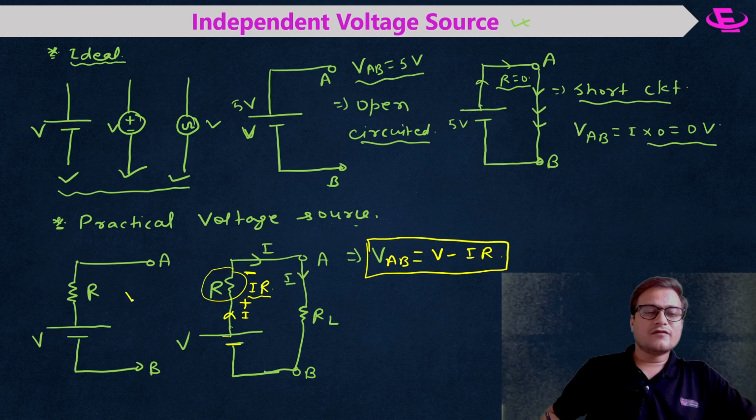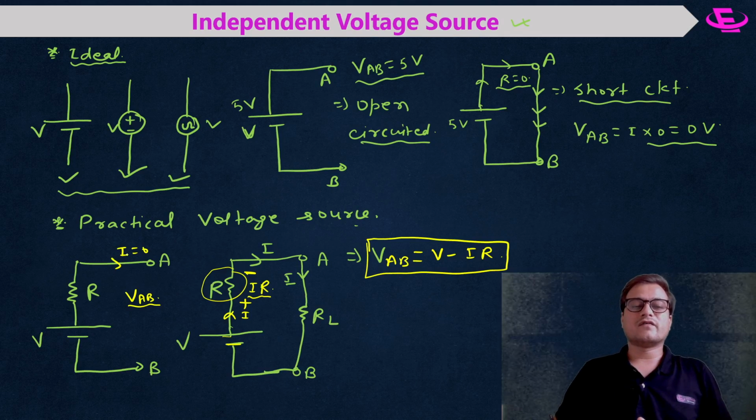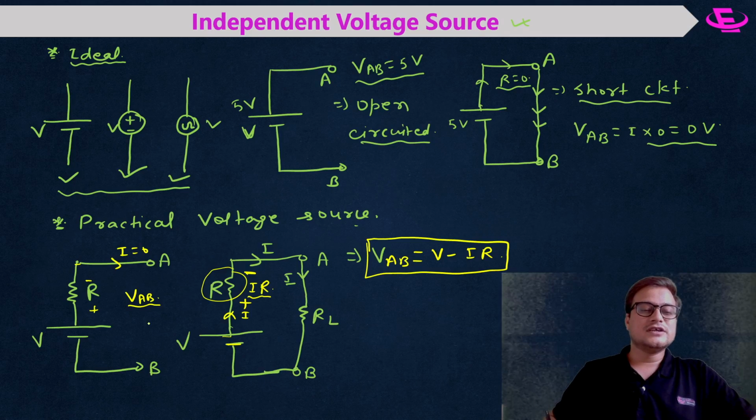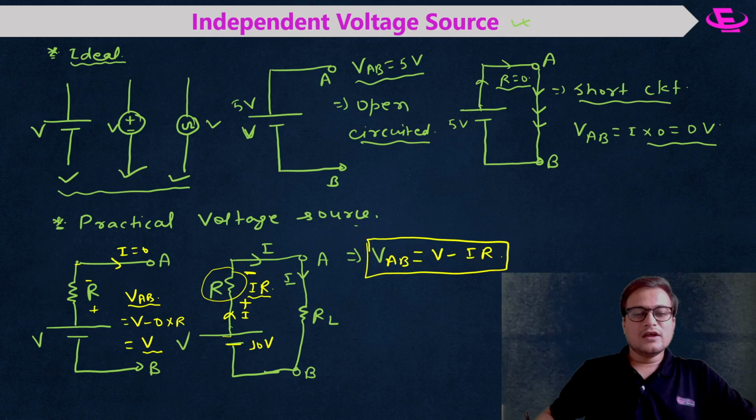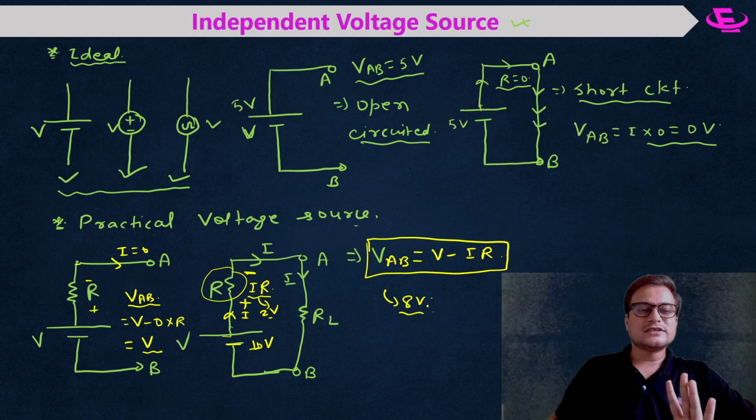Now if somebody asks for VAB in the first circuit, since it is open circuit there is no path for the flow of current. So current will be 0. If current is 0, then this drop will be 0. So V minus 0 into R, its value will be V. Here the value will be V minus IR. Now think practically. Suppose this is 10 volt and the drop is 2 volt. Then a total of 8 volt will appear across the terminal. I hope it is clear to you.